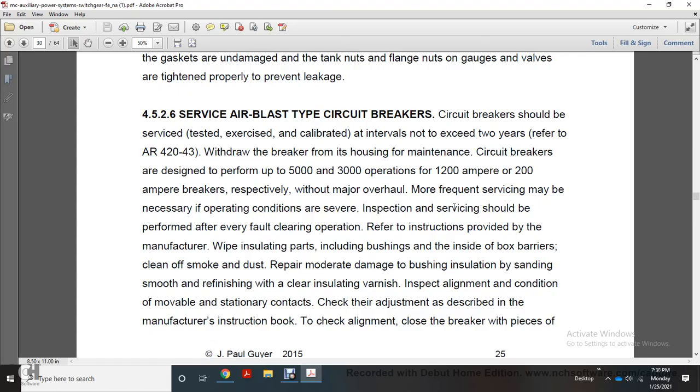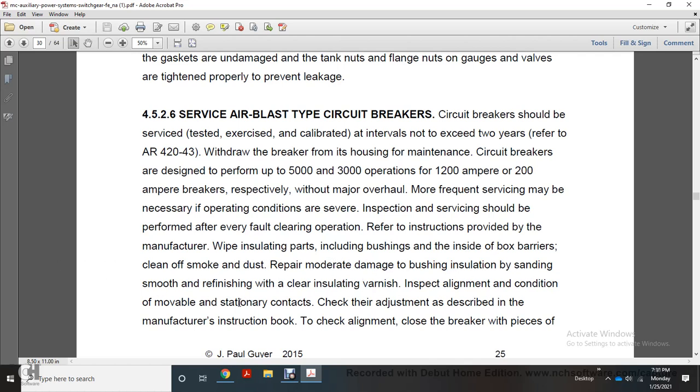Under severe operating conditions, inspection and servicing should be performed after clearing operation. Refer to the instructions provided by the manufacturer. Wipe insulation parts, including bushings and the inside of the box barrier, to clean off smoke and dust. Repair moderate damage to the bushing insulation by sanding smooth and refinishing with clear insulation varnish.